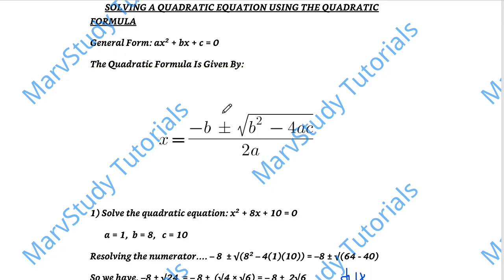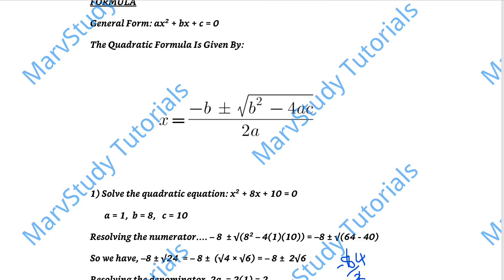remember b is 8. So from the formula, we're going to have negative 8 plus or minus the square root of 8 squared, minus 4 times a, which is 1, times c, which is 10. So 8 squared is 64, and 64 minus 4 times 1 times 10, which is 40. So we have negative 8 plus or minus the square root of 64 minus 40, and 64 minus 40 is 24. So we have negative 8 plus or minus the square root of 24.